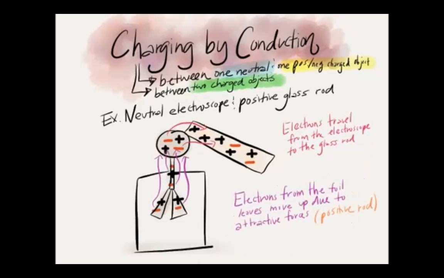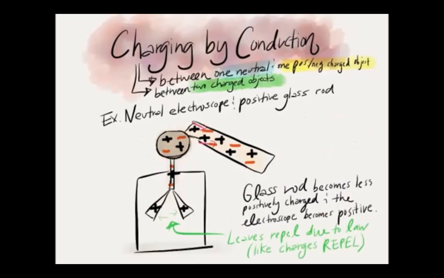What you'll notice is the electrons at the bottom, kind of like where the foil leaves are, they move up due to the attractive forces because negative and positive charges attract. So the negative electrons from the foil leaves are being attracted to the positive charges that are on the glass rod. Okay, just a reminder again, your protons, they don't move, they stay in the same spot. It's just your electrons that are moving. In this case, the glass rod then becomes less positively charged and the electroscope becomes positive.